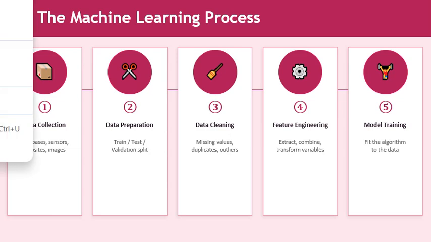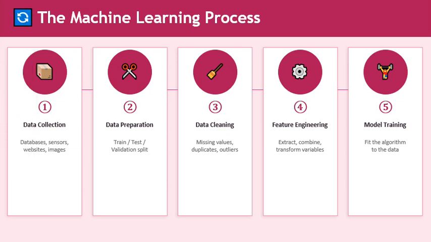Number 2 is data preparation. We split the data into training data, validation data, and testing data. This helps us evaluate whether the model can generalize to new unseen data. Step number 3 is data cleaning. We clean the data by handling missing values, removing duplicates, detecting outliers, and correcting errors. Clean data improves model performance significantly.